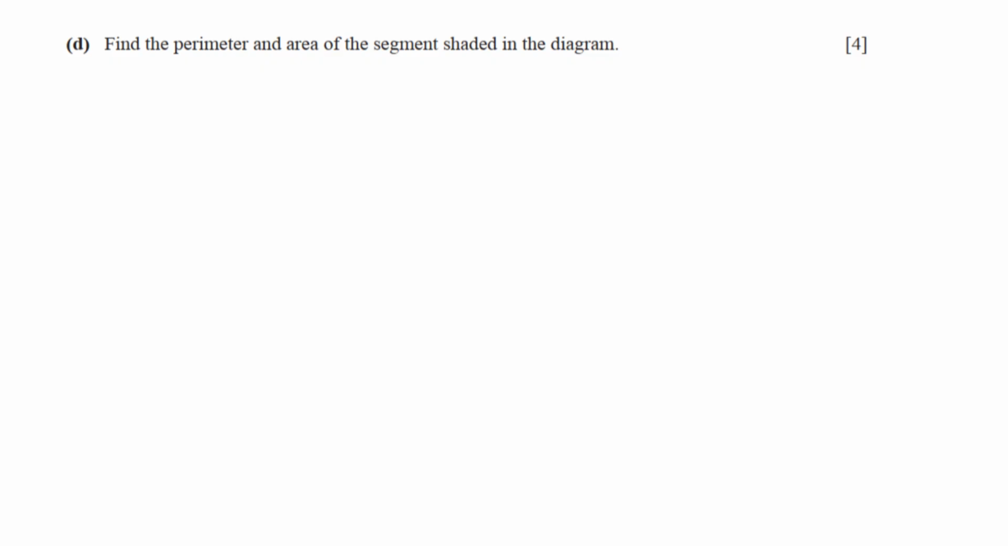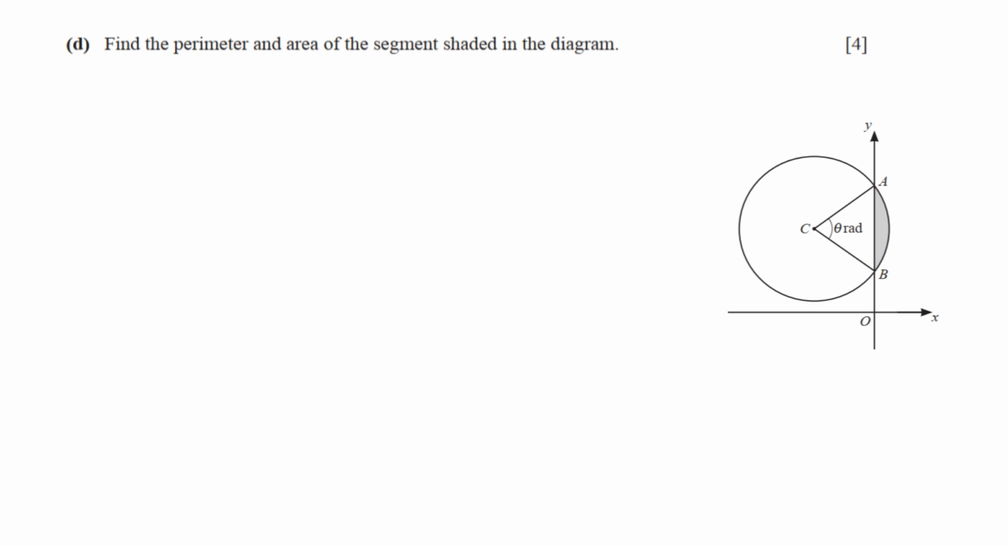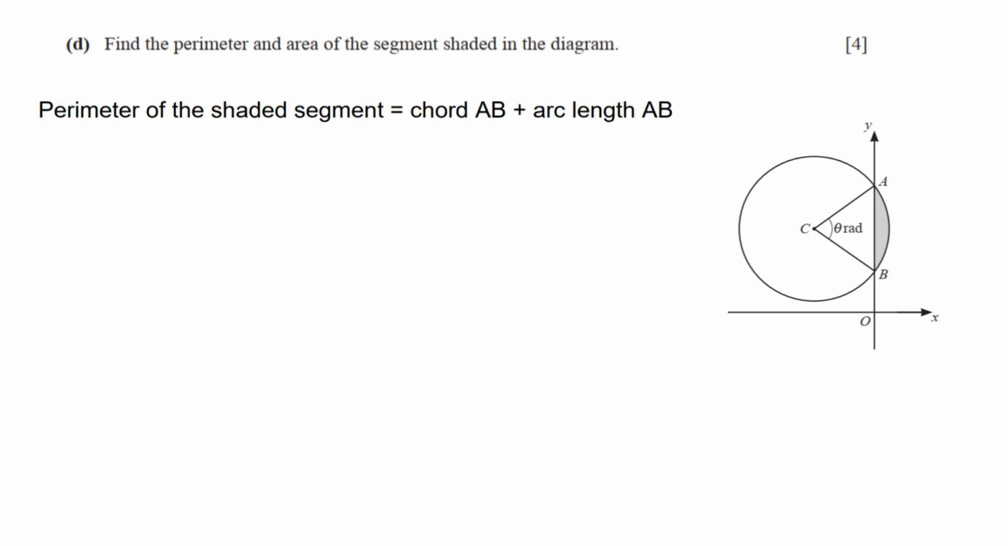Next part of the question is find the perimeter and the area of the segment shaded in the diagram. The perimeter of the shaded region is length of AB plus arc length AB. Length of AB is square root of 16, plus arc length is square root of 20 times 0.92729, which is 8.147.